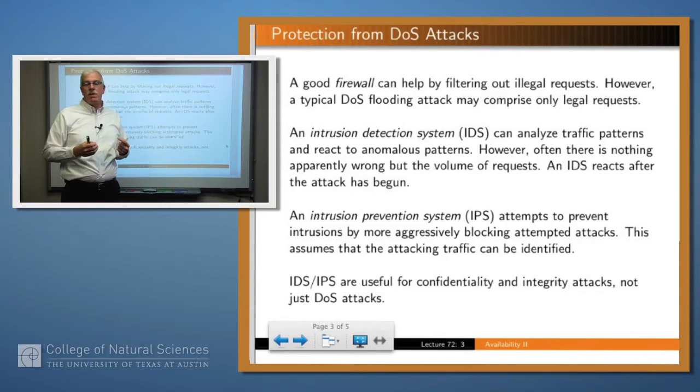An intrusion prevention system attempts to strengthen your perimeter defense so the packets don't get in at all. So an intrusion detection system assumes that the attack is already inside the walls and something bad may be happening. An intrusion prevention system tries to make sure that the attack never gets in at all. Both of those are very difficult to implement in general.